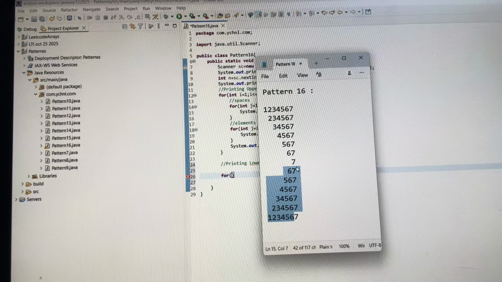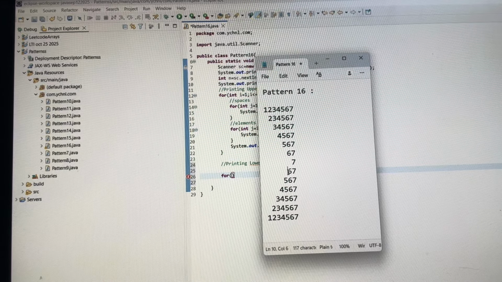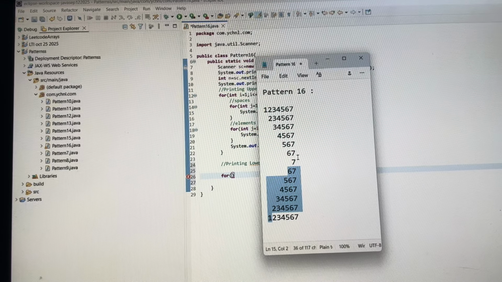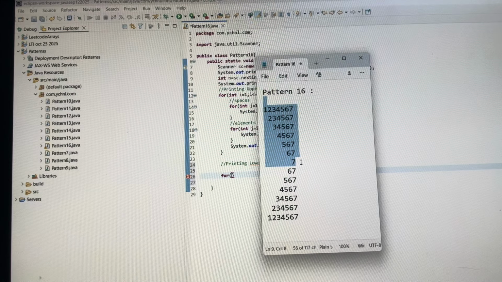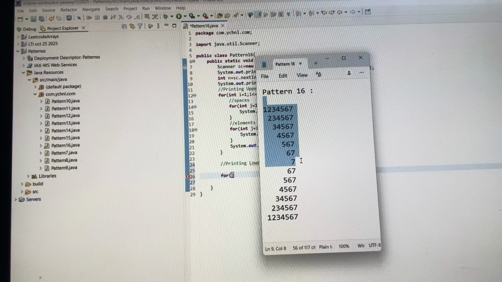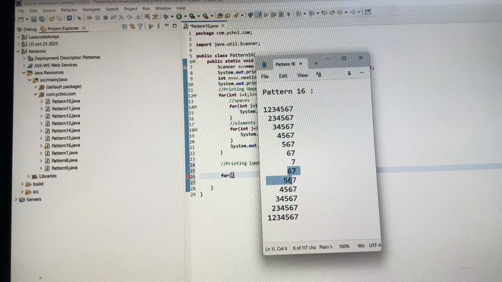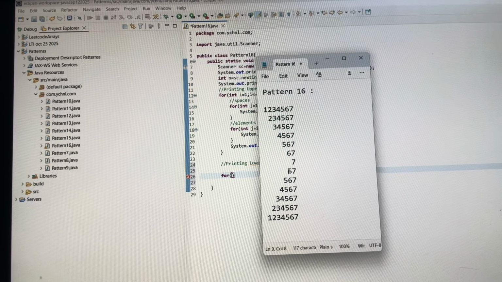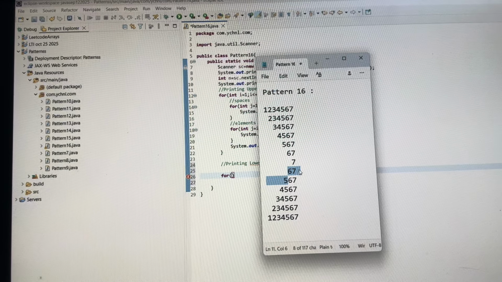The lower half of the pattern is starting from 6, 5, 4, 3. If you observe, 7 is already covered in the upper half of the pattern. We are ignoring this 7 element in the lower half of the pattern. We are starting from 6, then 6, 5, 4, 3, 2, 1, right?